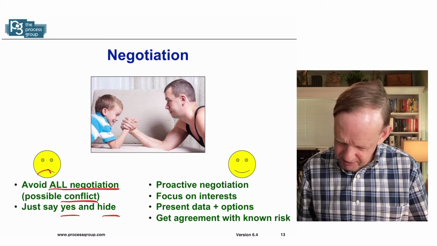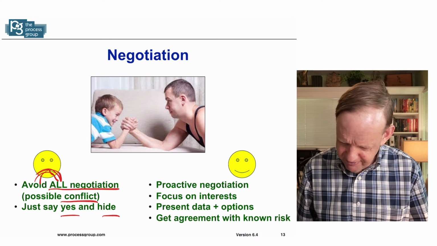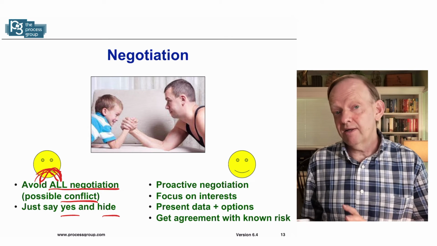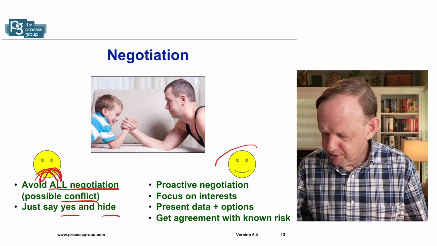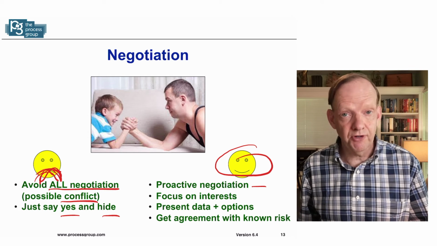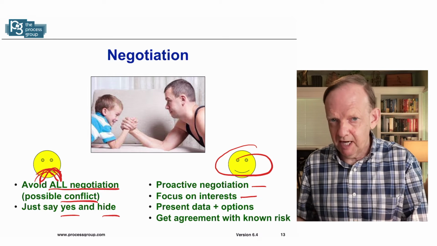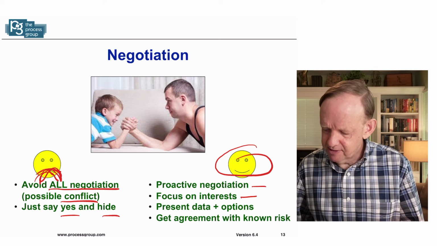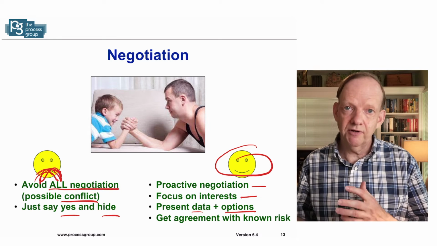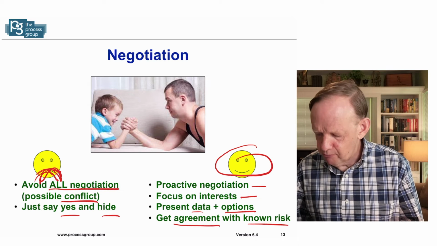Okay, this being a kind of now a sad face, a very, very sad face. Now another option is to be more proactive, happy face. Basically, we have data for negotiation. We focus on what they really care about. I'll explain in a couple of seconds. We present data and options. That's our negotiation in essence, and we then get agreement on that with known risk.